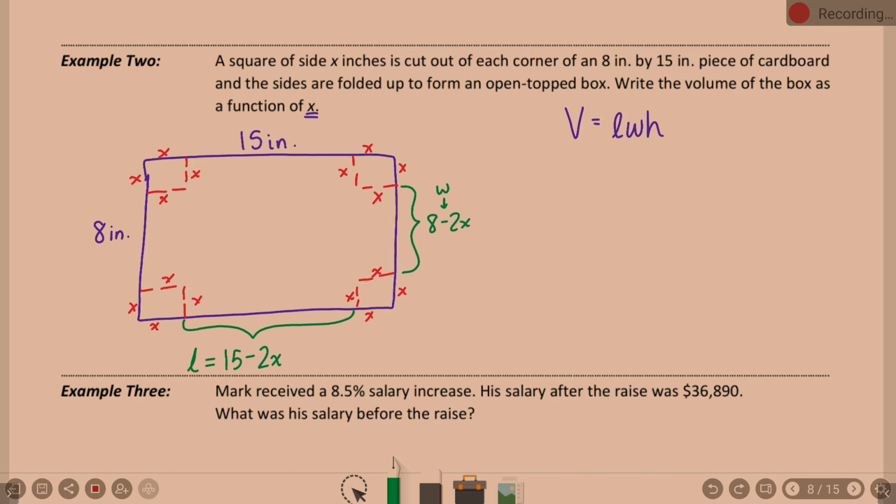So, where am I at here? Volume equals length, 15 minus 2x, times width, 8 minus 2x, times height, x. Because where is the height? It's nowhere. It comes from folding up these flaps, yes? How tall are the flaps? They're x tall. So times x.